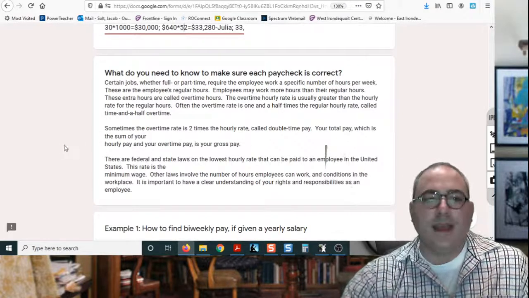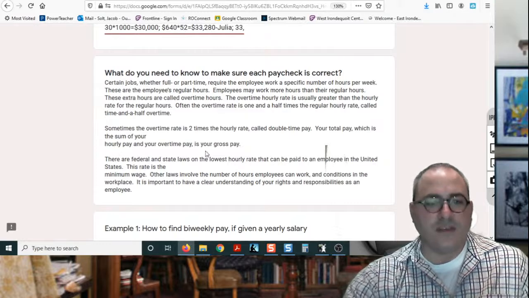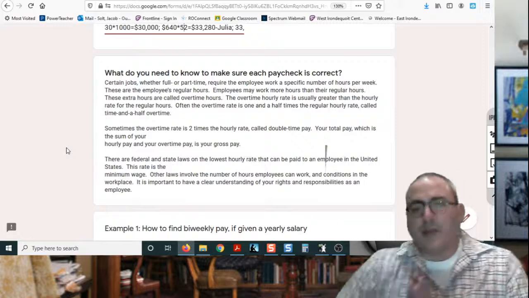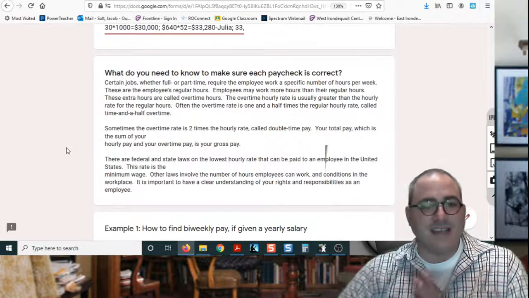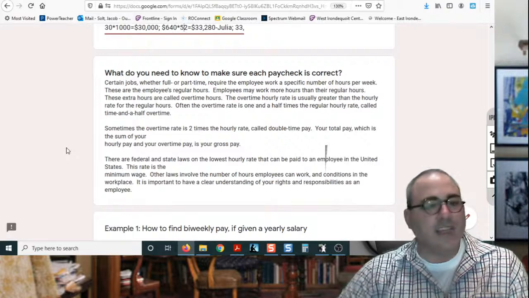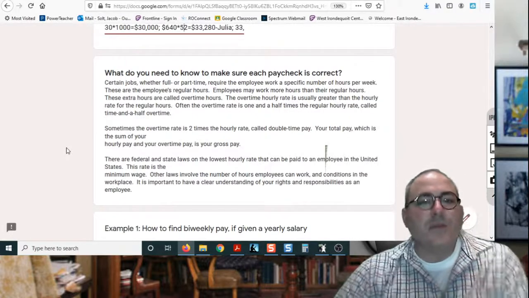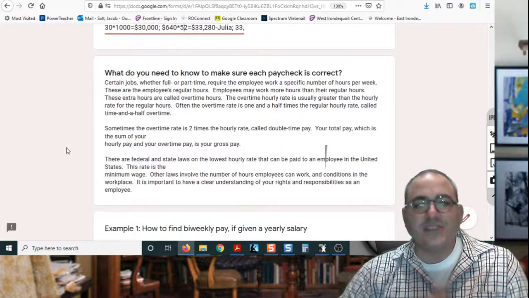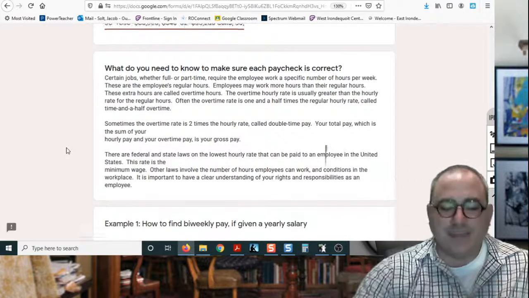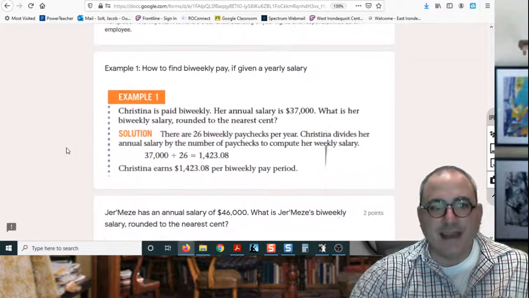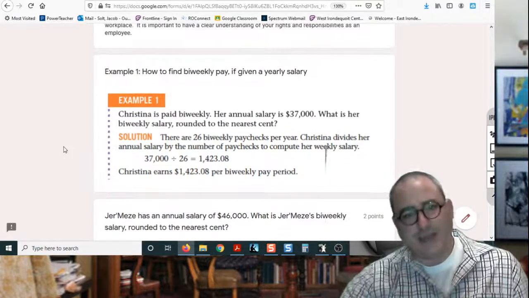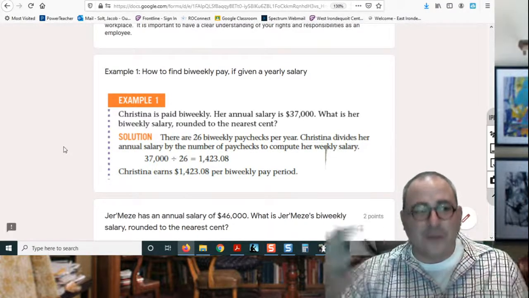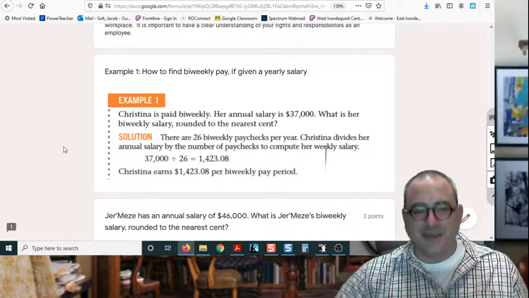Your total pay, the sum of your hourly pay and your overtime pay, is your gross pay. There are federal and state laws on the lowest hourly rate that can be paid to an employee in the United States. This rate is the minimum wage. Other laws involve the number of hours an employee can work and conditions in the workplace. It is important to have a clear understanding of your rights and responsibilities as an employee. And again, this isn't just a math class, this is advanced algebra with financial applications. So occasionally I need to throw in a little bit of text to kind of get you to understand the context in which we are doing these computations, right?